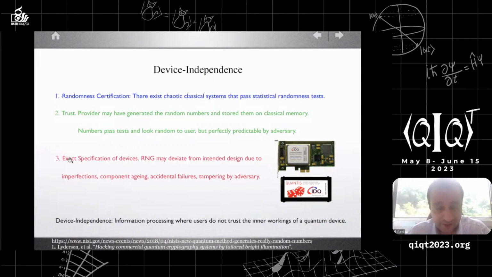A third reason why device-independent cryptography is important is that with quantum random number generators, even the ones that are commercially available, you can only say that they produce random bits if they are working as per specifications. It's very well possible that the random number generator over time may deviate from intended designs due to imperfections or aging or accidental failures or simply tampering by an adversary. So in all of this, we want the notion of device-independent cryptography, which is information processing where the users do not need to trust the internal workings of a quantum device.